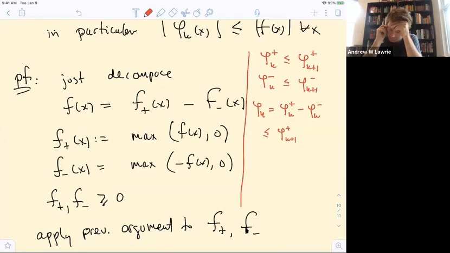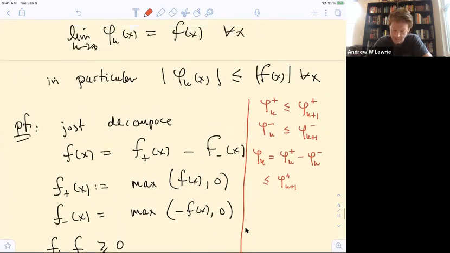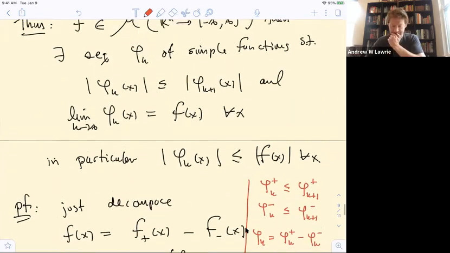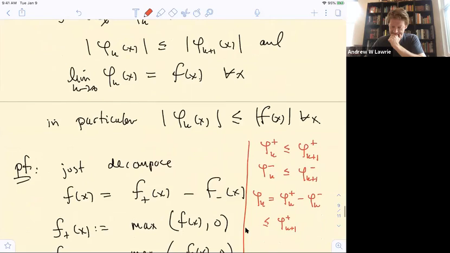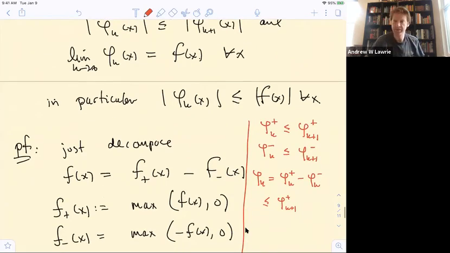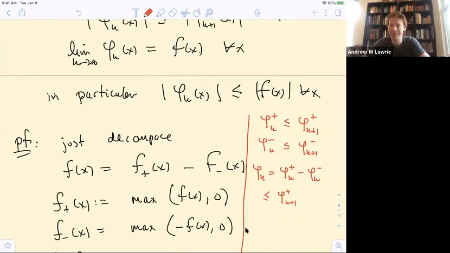So I'm subtracting something bigger, so that's not good. Yeah, maybe I need to do something else. Maybe I need to take the absolute value. Sorry, I forgot about what I was trying to prove.